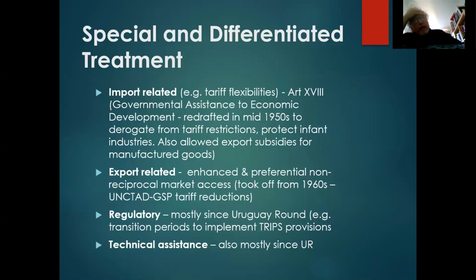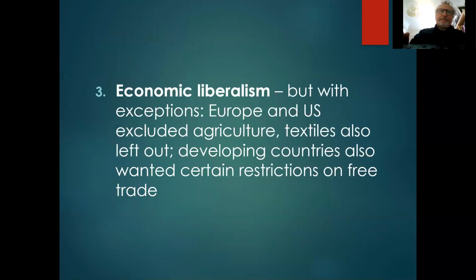So, and these are their treatment. So their freedom not to reciprocate in equal measure comes in a number of ways. It is import related, and export related, regulatory. For example, in the form of transition periods, they're given more time to implement certain norms, and also technical assistance. So they are entitled to get assistance in terms of how to implement trade rules, which of course is not available for the developed countries.